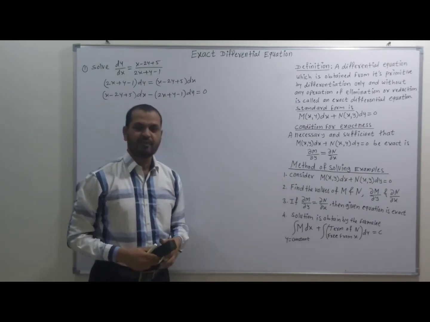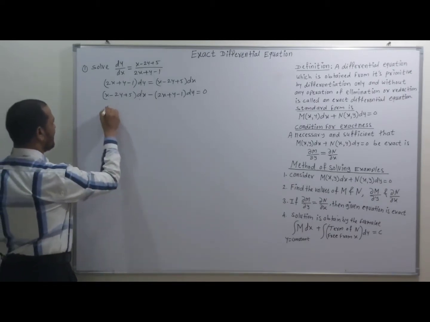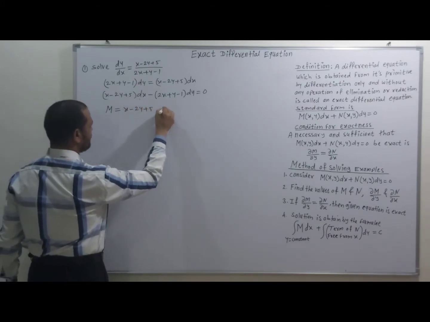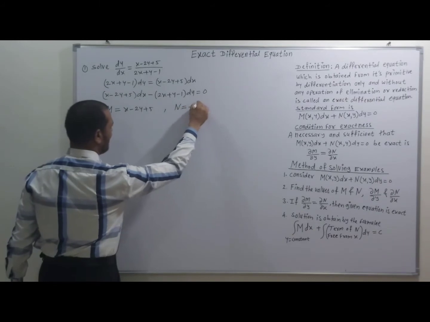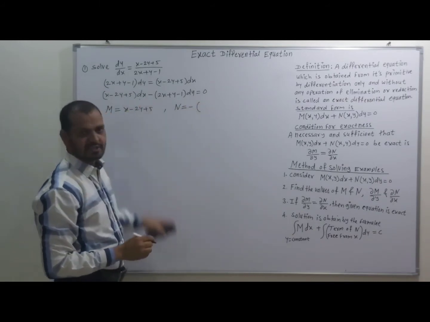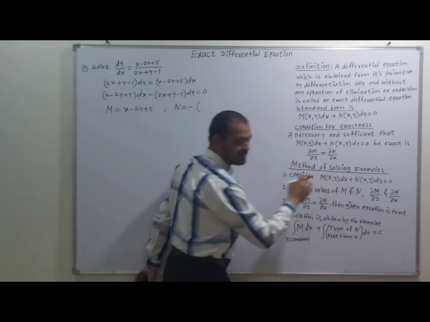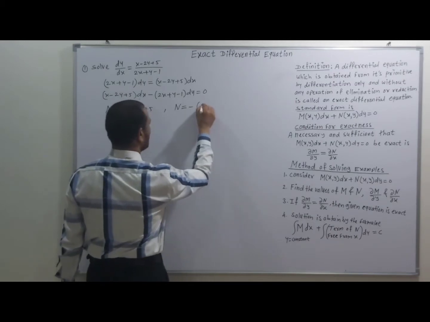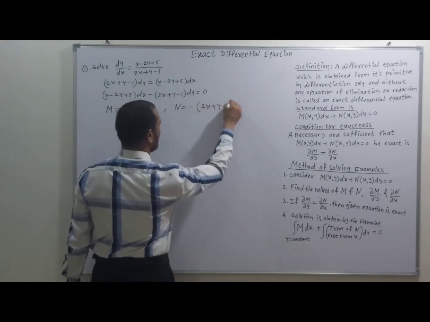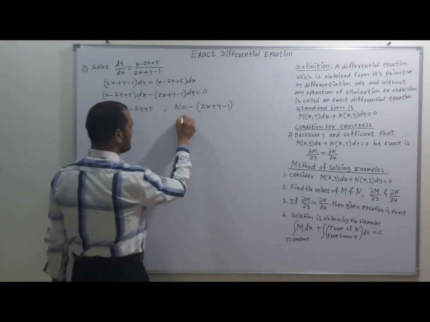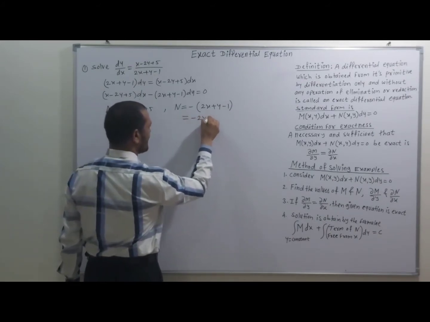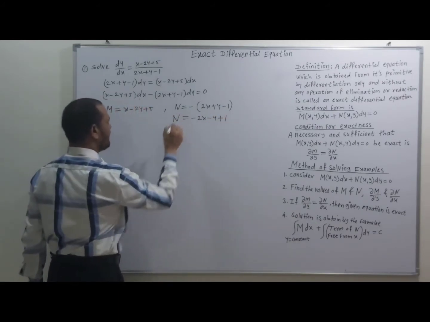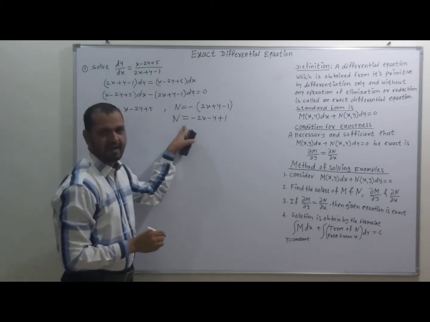Now let's perform step number 2. Here the value of M is x - 2y + 5 and the value of N is minus. Actually, the minus sign is there, but in our standard form the sign is plus. That's why we take the sign for N as minus: minus (2x + y - 1). For simplicity, we can write this as -2x - y, then minus minus becomes plus 1. So this is the value of N. Here we get the values of M and N.